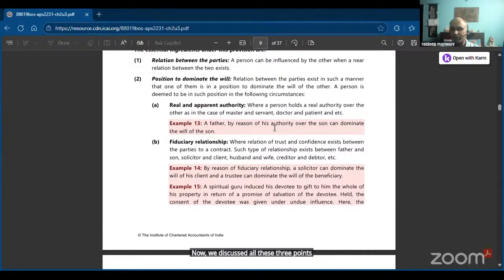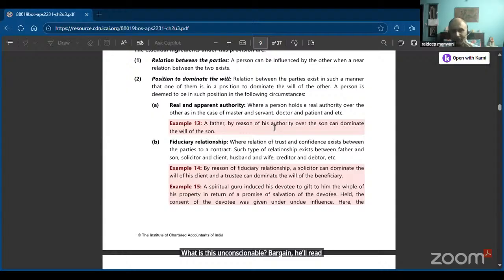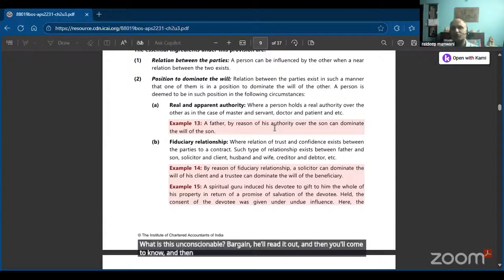There are two points which also have to be discussed, which is unconscionable bargain. What is this unconscionable bargain? He'll read it out and then you will come to know, and then we'll go to the last one and we'll wind up today.